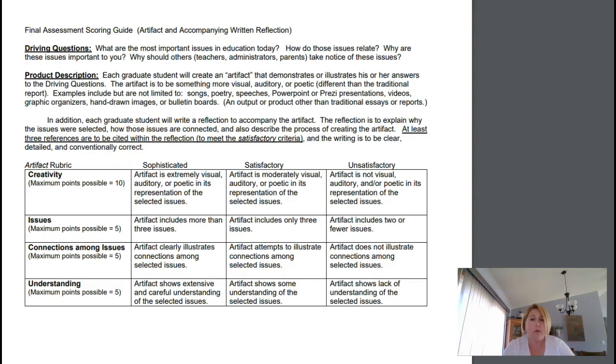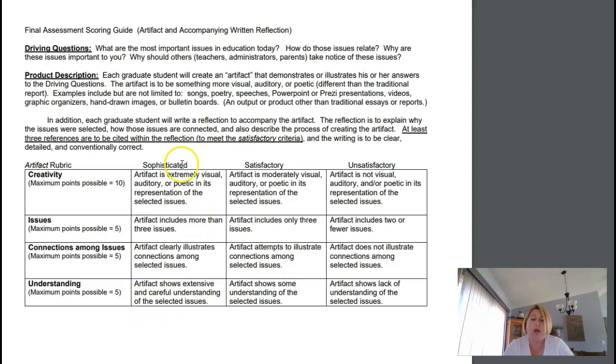Okay, so you can see the final assessment scoring guide for the artifact and the accompanying written reflection. Again, there are those driving questions, and there's the product description of the artifact. Under here is the artifact rubric. You can see there is a potential of 10 points for creativity, 5 points for selection of your issues, 5 points for showing the connection between the issues in your artifact, and 5 points for demonstrating extensive and careful understanding of the issues.